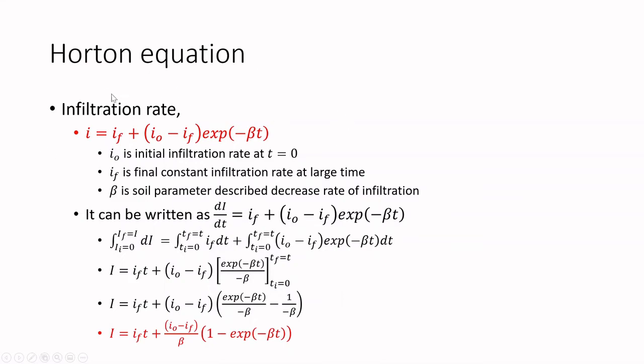Okay, so here is the Horton equation. The Horton equation represents the infiltration rate. So we can see I equals I_f, which is the final constant infiltration rate at large time, and then you have I_0. I_0 is the initial infiltration rate at t equals 0. The infiltration rate you can refer to as meter cube per second, or you might want to call it meter per second, but normally we call it meter cube per second. And beta is a soil parameter describing the decreasing rate of infiltration, and of course t is the time.